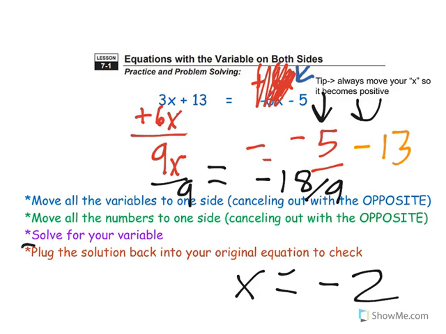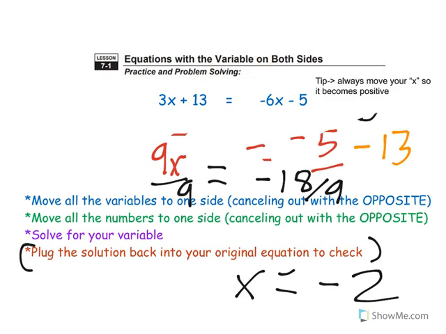I can always check my work, so you guys should not be getting any wrong now. We're only going to have 6 problems today, so make sure you check your work on all of them. Go back, plug in your number for both parts of the equation, both sides.